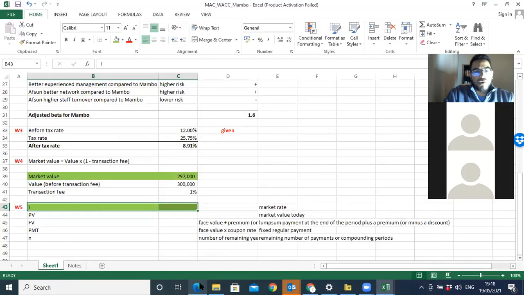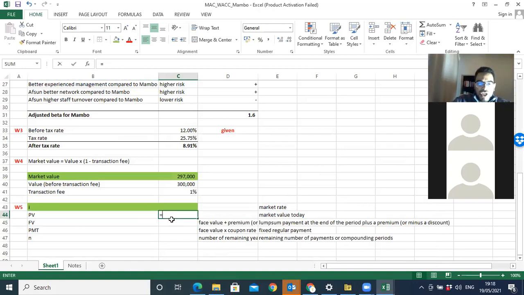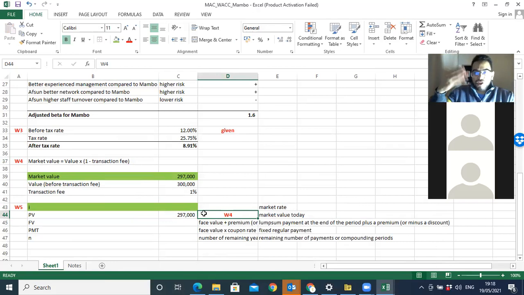Okay, so let's go do this. The present value, which is your market value today, we just calculated it. So our present value is the 297. That is the market value today. We got this from working 4. So even if it is wrong, if you carry this into working 5, you're going to get the mark, because now they're marking your thinking. That's very important.